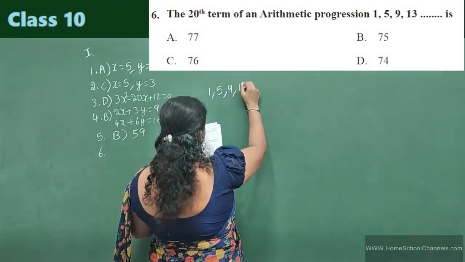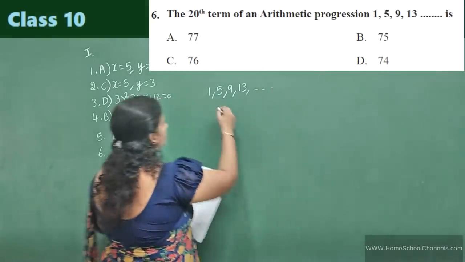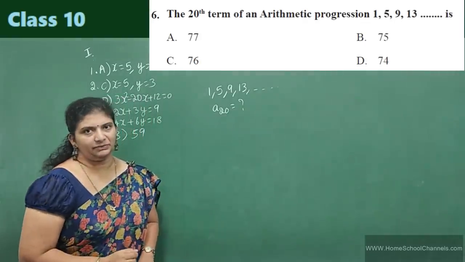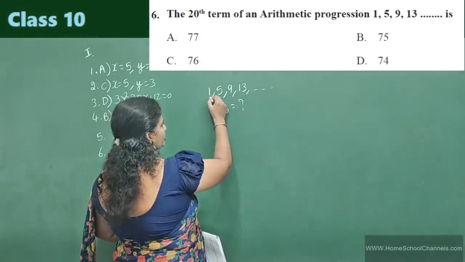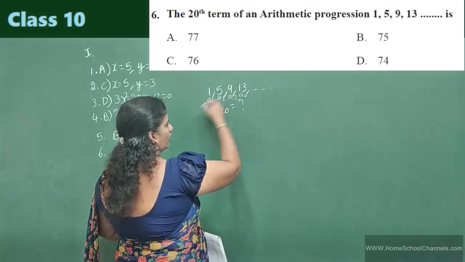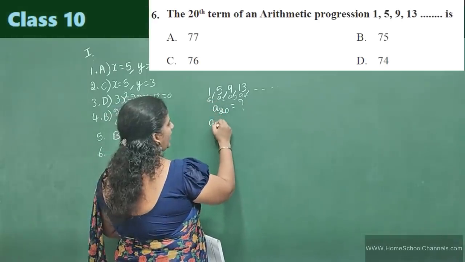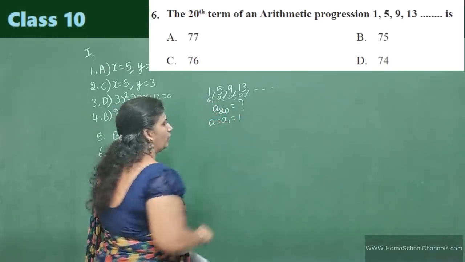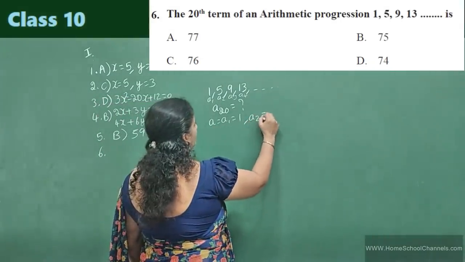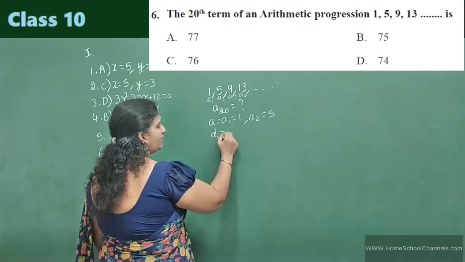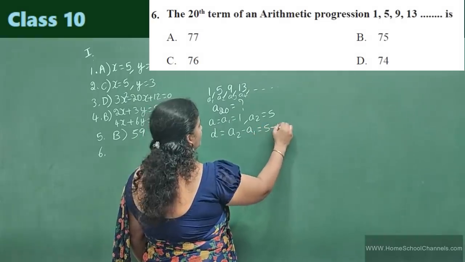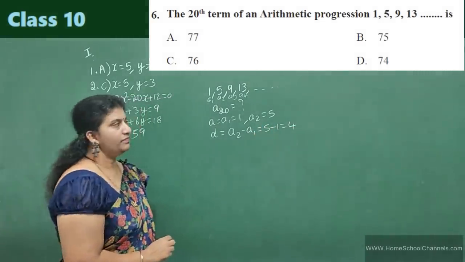1, 5, 9, 13, and so on. 20th term means we need to calculate A20. Given arithmetic progression A1, A2, A3, A4. A1 is equal to 1. First term is 1, second term 5. To find the common difference D, we do A2 minus A1, that is 5 minus 1 is equal to 4.